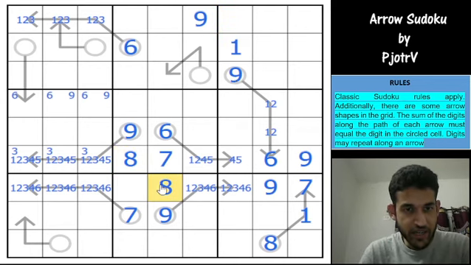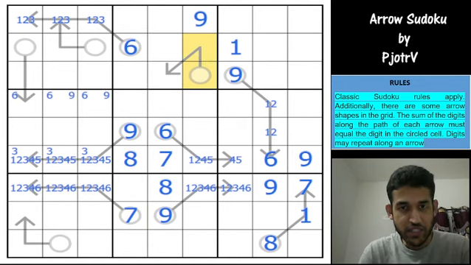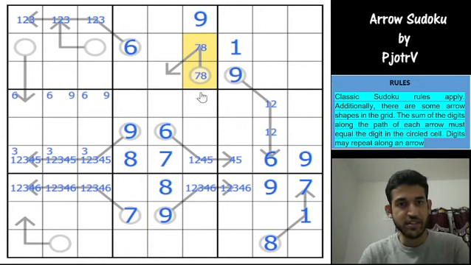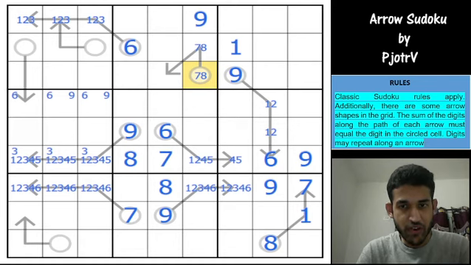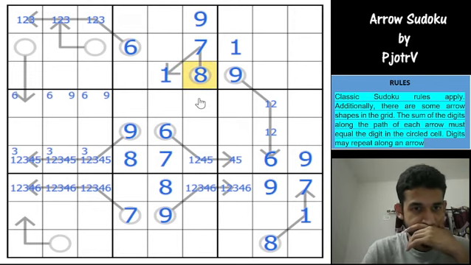So there is an 8 here, there is an 8 here, and a 7 here and a 7 here. So which means that these two cells must be 7, 8 using classic. And of course, only 8 can go in the arrow. So that's 8. That's a 7, and that has to be a 1. 7 plus 1 is 8.